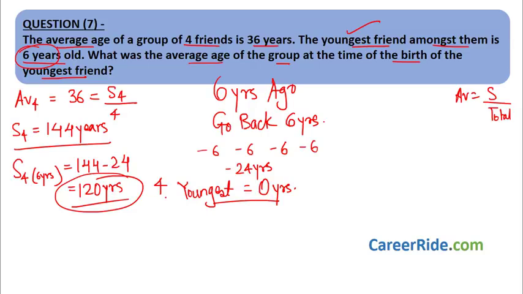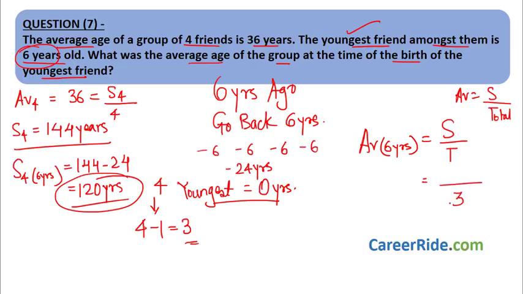So the total number of friends is not 4, but 4 minus 1, equal to 3, right? Again, what will we have for the average of the group 6 years ago? The sum of the ages of the friends divided by the total number of friends. We know the total number of friends is 3. Why? Because the youngest one was just born and his or her age was 0 years, so we need not consider the youngest person, we only consider the other 3 friends, correct?